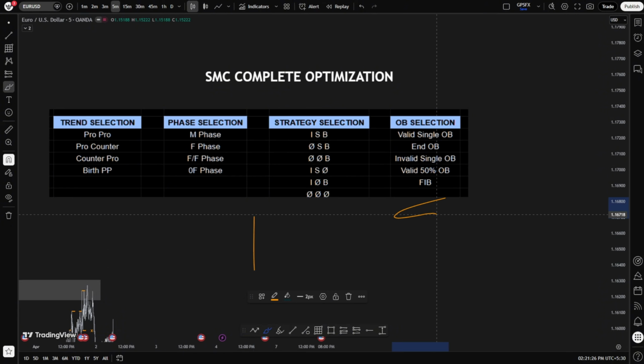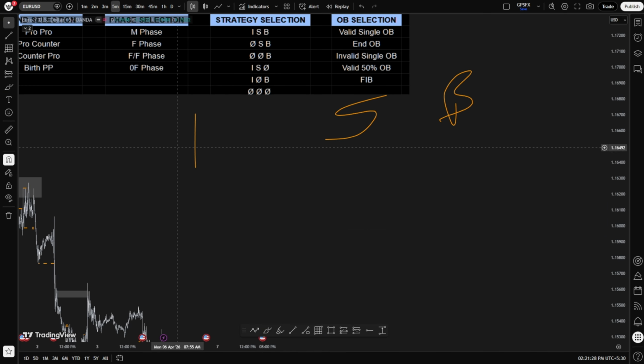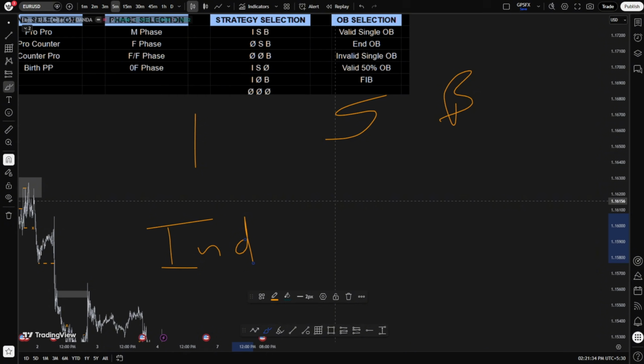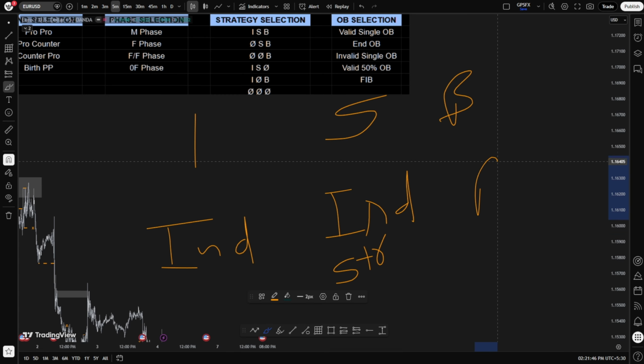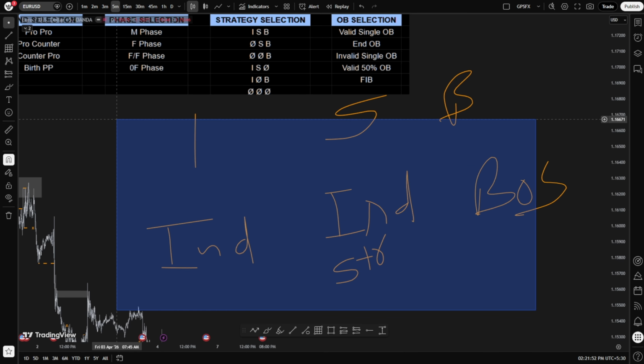So what is ISB? The first is inducement, right? I is for inducement. The S is for inducement in the previous structure. I will explain this, guys. Don't feel overwhelmed by all these things. I will explain this. Inducement in the previous structure. B is simply for BOS, breakout structure. Okay. So let me just explain this.